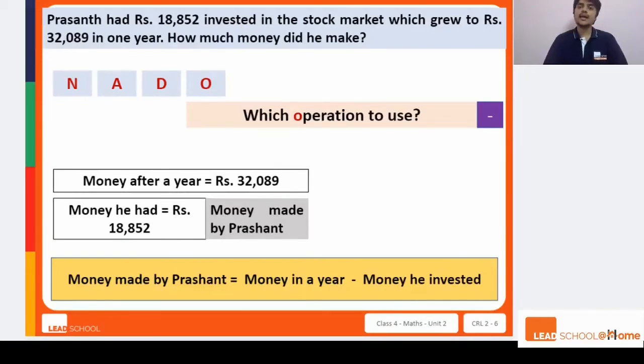Now fourth step is we have to find the operation that we have to use. Which operation are we supposed to use? He got total this much, he started with this much, so how much did he make? We have to do subtraction. Money made by Prashant in 1 year minus money he invested will give us how much money he made. So we have to use subtraction.